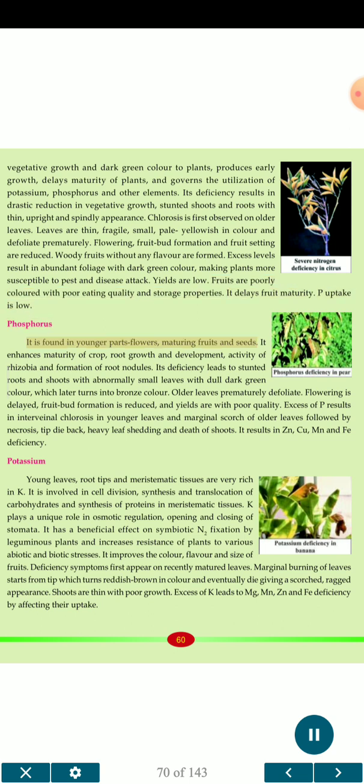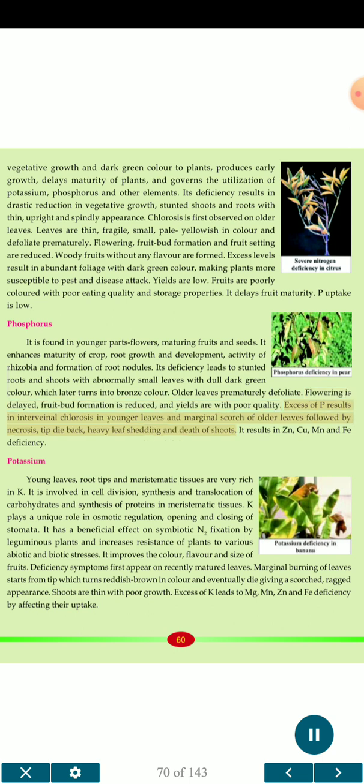Phosphorus. It is found in younger parts, flowers, maturing fruits and seeds. It enhances maturity of crop, root growth and development, activity of rhizobia and formation of root nodules. Its deficiency leads to stunted roots and shoots with abnormally small leaves with dull dark green color, which later turns into bronze color. Older leaves prematurely defoliate.